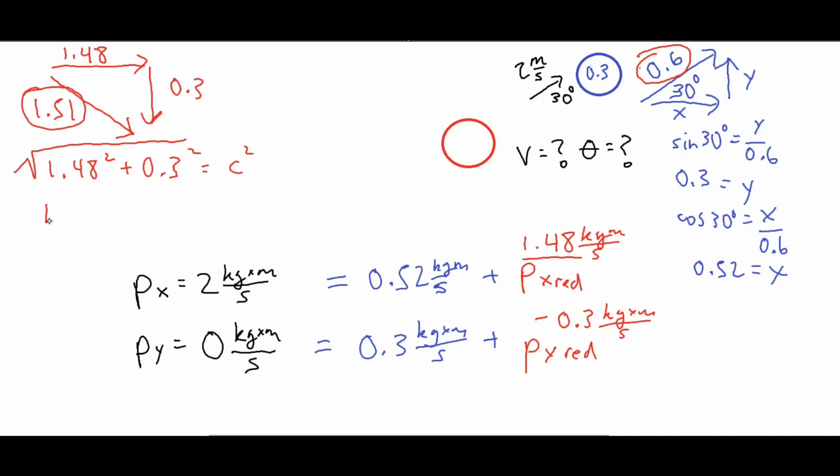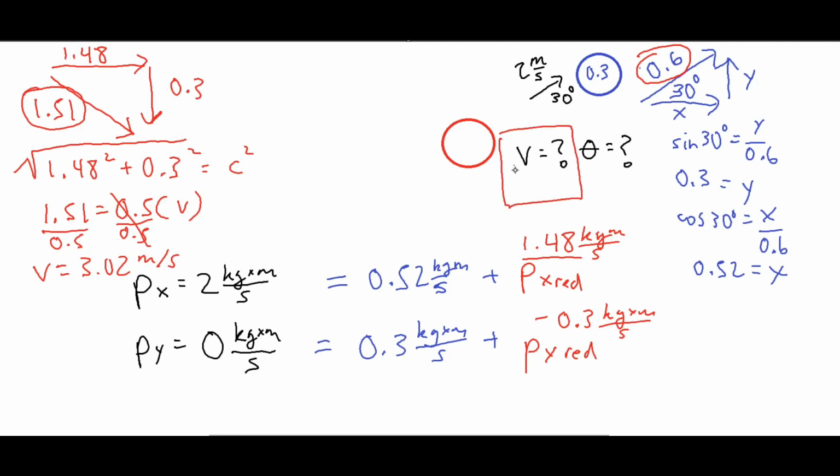Now, with a momentum of 1.51, momentum equals mass times velocity, and the mass of our red ball was 0.5 kilograms. So we can just divide both sides by 0.5. Okay, and then our velocity comes out to 3.02. Okay, so that is our first answer.